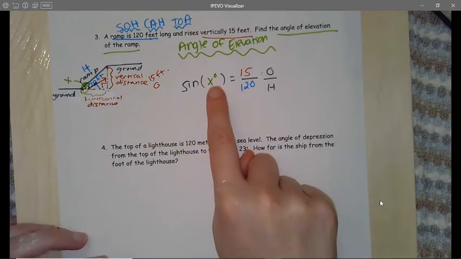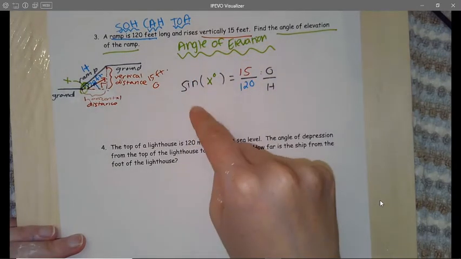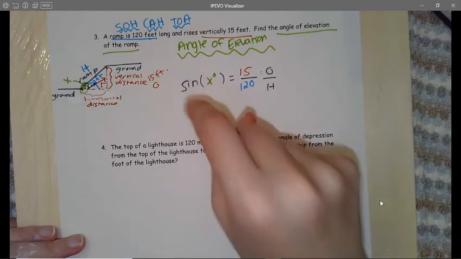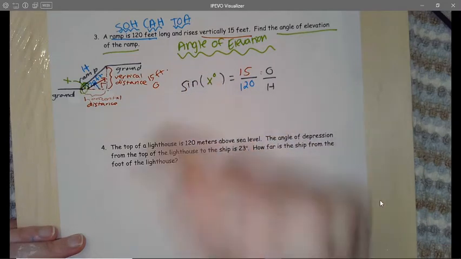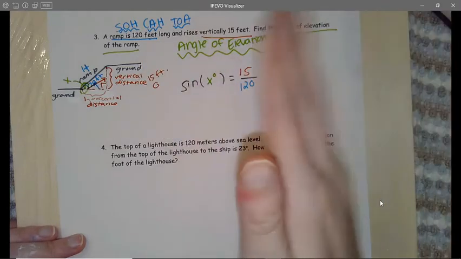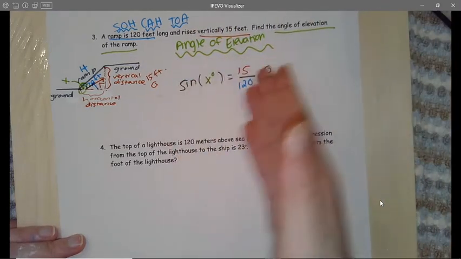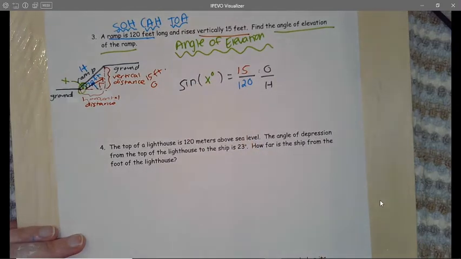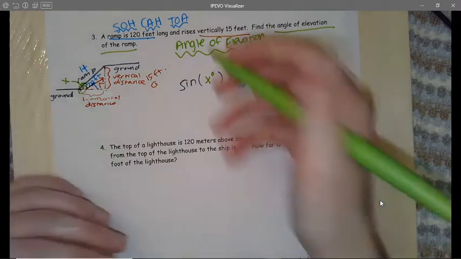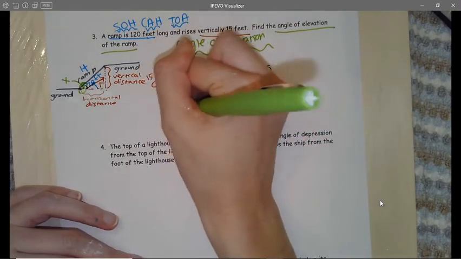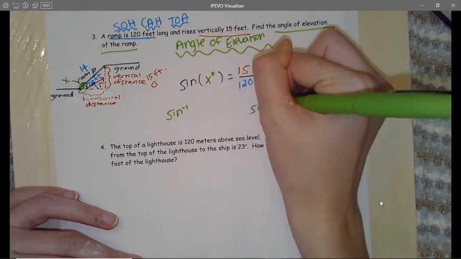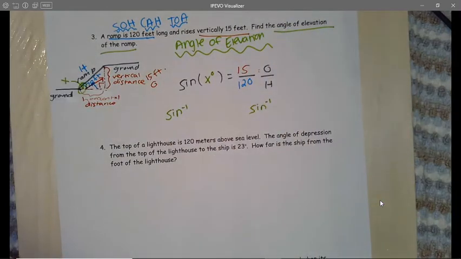Currently, my x is trapped inside of sine. So I need to get x out of sine. I need something to cancel out the sine so my x will be free. So what can I do on both sides of my equation to get rid of the sine? Well, what is the inverse of sine? Yes, that is correct. It would be inverse sine. So I'm going to take the inverse sine of both sides of my equation.